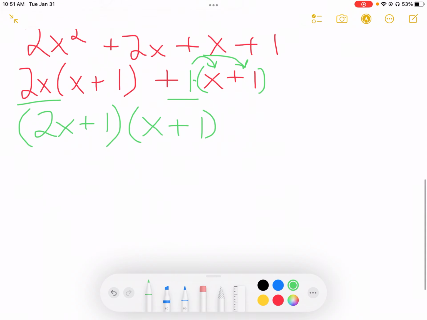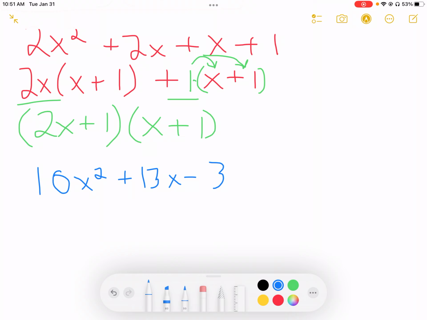Now let's go to our last example on our sheet there. So I'm going to change my color back to blue. So that looks different here. So I have 10x squared plus 13x minus 3. Okay.